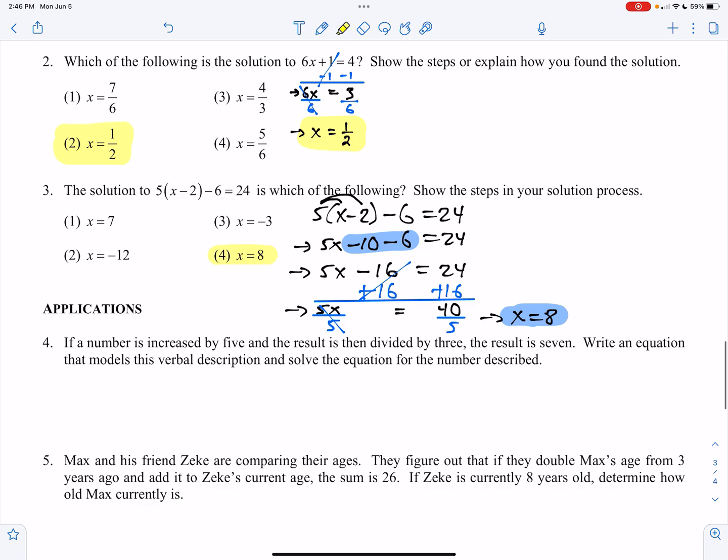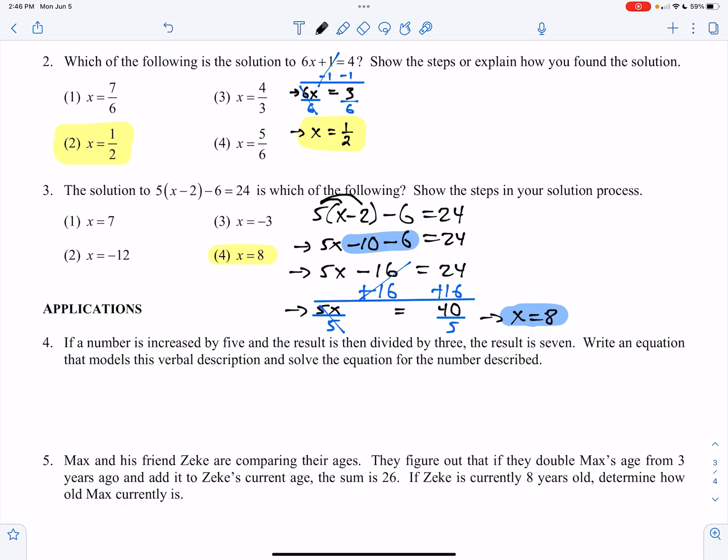In the application section, we're going to do essentially the same thing, but we want to make sure we can write the equation from the verbal description first. The first one, number 4, is not so bad. Question number 5 is a little challenging, so again, if you need to pause it and rewind it, do what you need to do to get this.